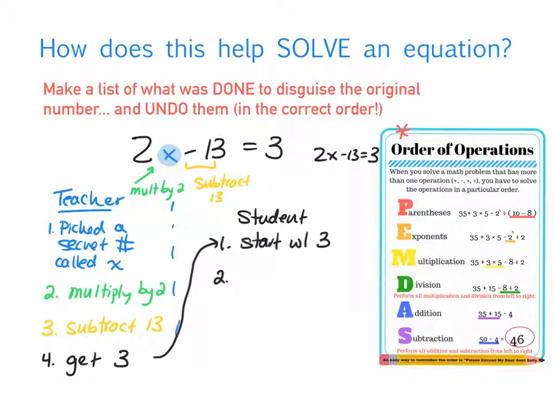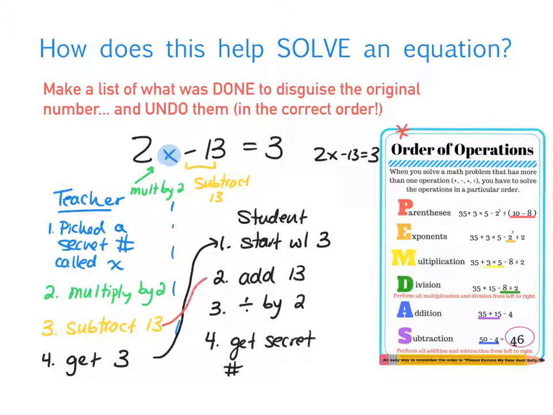Now going backwards, if the last thing you did was subtract 13, I want to undo that step. So the opposite of subtracting 13 would be to add 13. If you multiplied it by 2, then I'd want to divide by 2 to undo that. And then if you picked that secret number and I undid all those steps, I should get your secret number back. So see how I undid the steps in backwards order? I undid what they did in a reverse step.